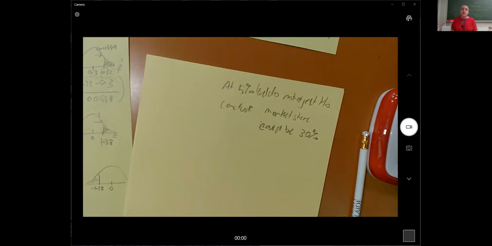Yeah. So if my p hat had been much higher, then my p-value would have been much lower, and I might have rejected the possibility that the market share is 30%. But ultimately, this one's really quite high. I wouldn't have rejected it for almost anything.